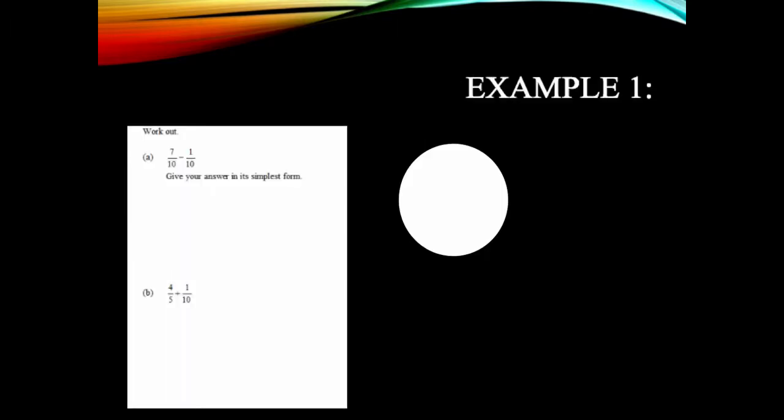First of all, let's have a look here then. So we've got this idea of working out 7/10 minus 1/10, and it says give your answer in its simplest form. Now, the thing to spot when we're doing any work on fractions is this number at the bottom.